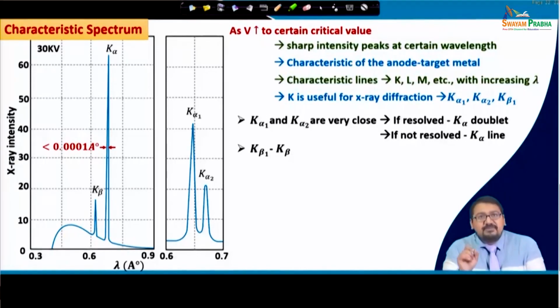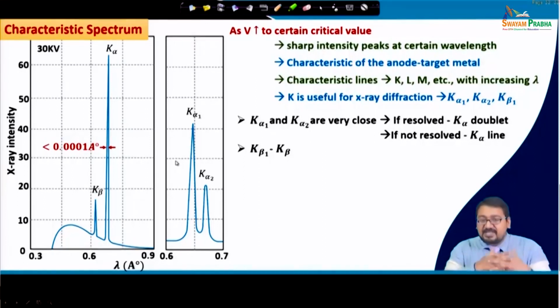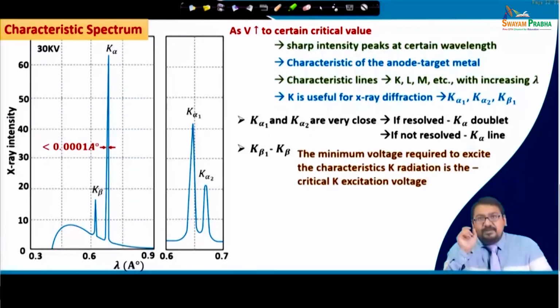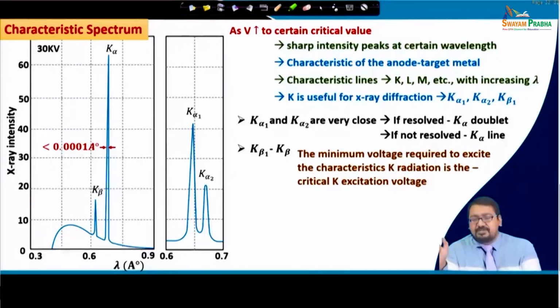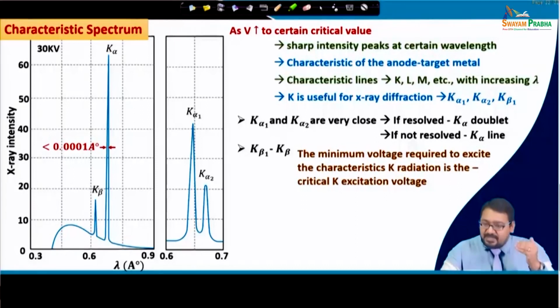And you see that K alpha 1 and K alpha 2 are extremely close together. If they can be resolved, then it is called the K alpha doublet, and you can see this doublet, and if they cannot be resolved, then it is called the K alpha line, and K beta 1 is basically the K beta. So the minimum voltage that is required to excite these characteristic K radiations is known as the critical K excitation voltage, and this is very important to understand. Below this K excitation voltage, these characteristic lines cannot be observed, right.